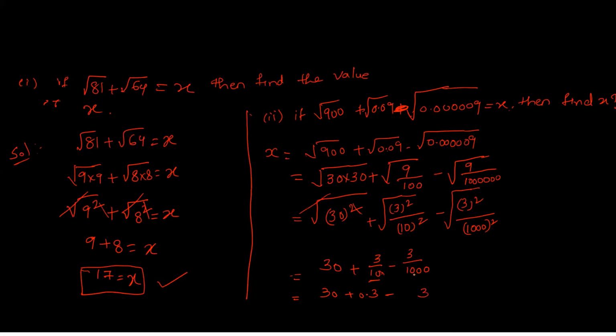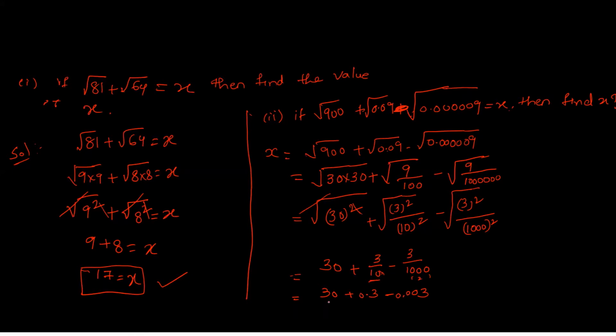How to convert? Write the numerator 3 as is, and in the denominator we have 3 zeros. So count 3 digits from right to left. After the point we have 3 digits, so put a point. So we can write 3 by 1000 as 0.003. In 1000 we have 3 zeros, so after the point we should write 3 digits. From right to left we count 3 digits and put the point: 0.003.